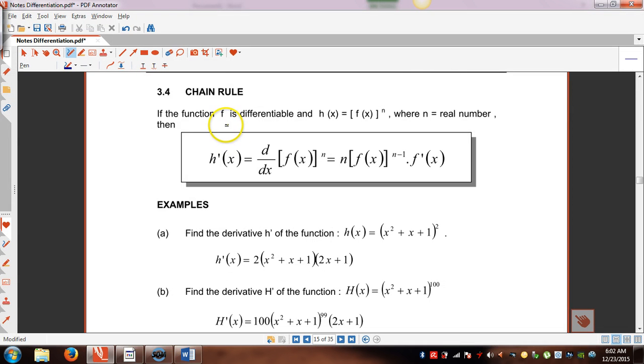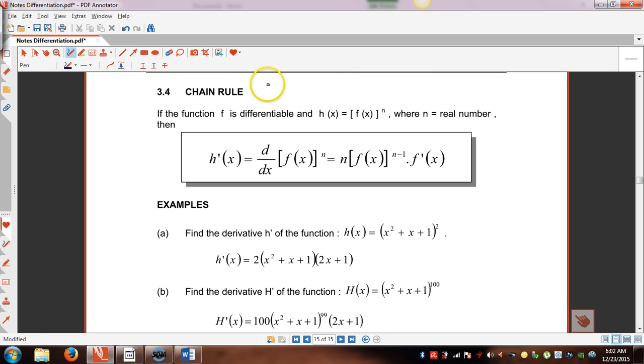Now we look at the last rule of differentiation: the chain rule, the simplest rule of differentiation. We have h prime x equal to d over dx of f x to the power of n. First of all, we differentiate the outside, f to the n, so we have n times f x to the power of n minus 1 times f prime x. If you are not familiar with this formula, we can use this alternative.